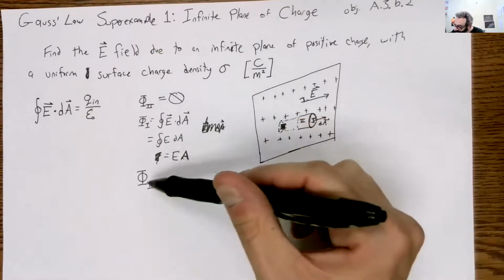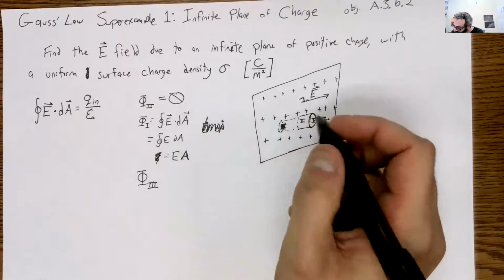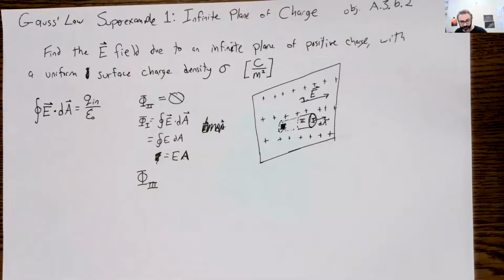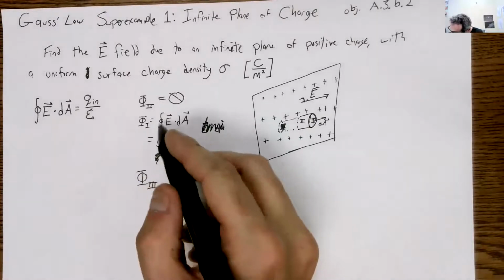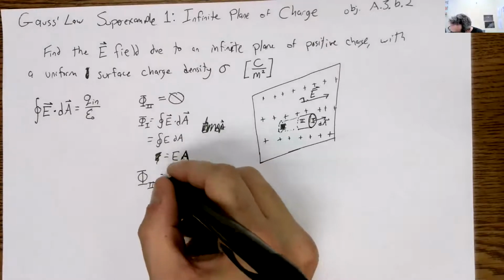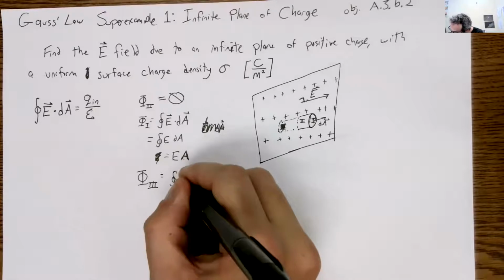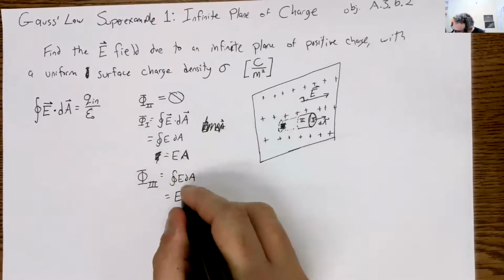So for the third piece, the piece behind the plane of charge in the diagram, the electric field and the area vector are both still parallel. They're both still pointing away from the plane of charge. So we get the same result. E dot dA still becomes E dA magnitude. And that's just going to be E times the area.